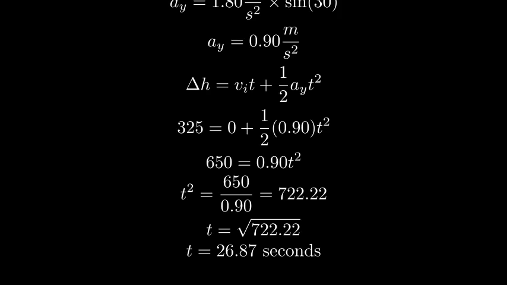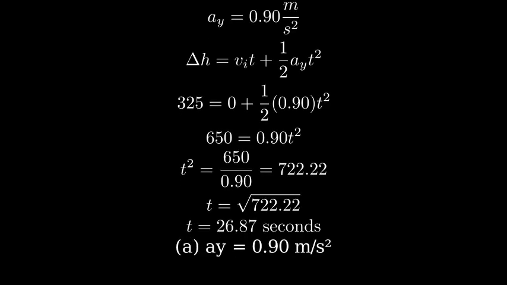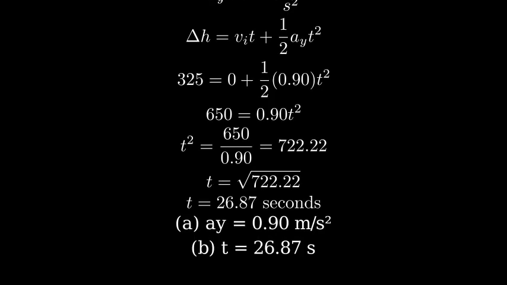So, to summarize, the vertical component of the skier's acceleration is 0.9 meters per second squared, and it will take approximately 26.87 seconds for the skier to reach the bottom of the hill.